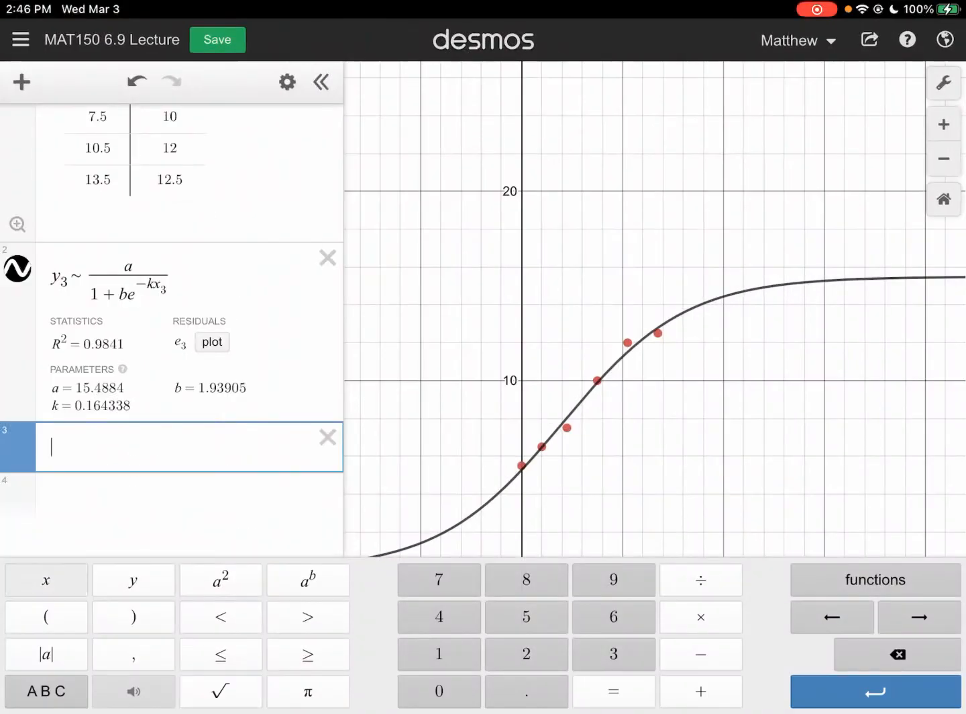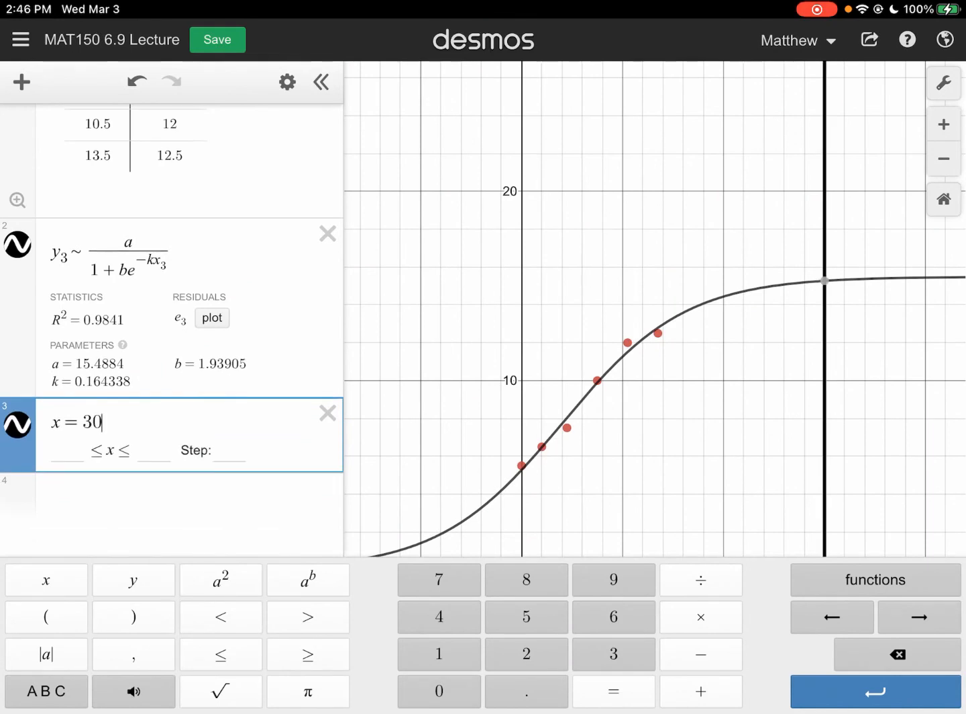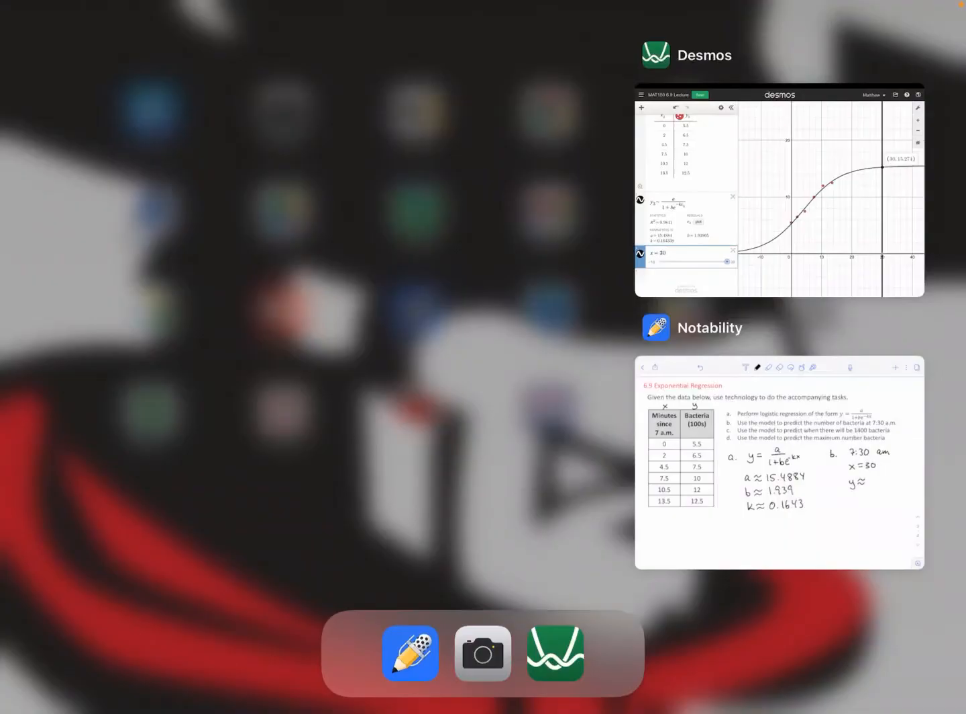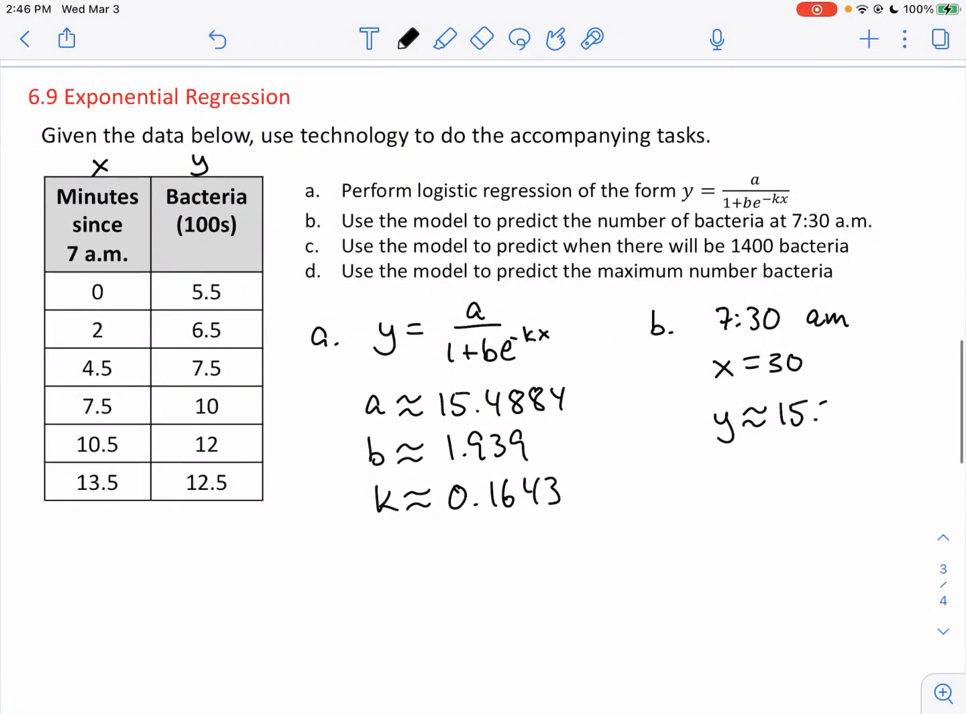So I'm going to do a vertical line, x equals 30, and see where they intersect. And 15.27 approximately. Remember, this is in hundreds of bacteria, so that means really 1,527 bacteria is the predicted amount at 7:30.